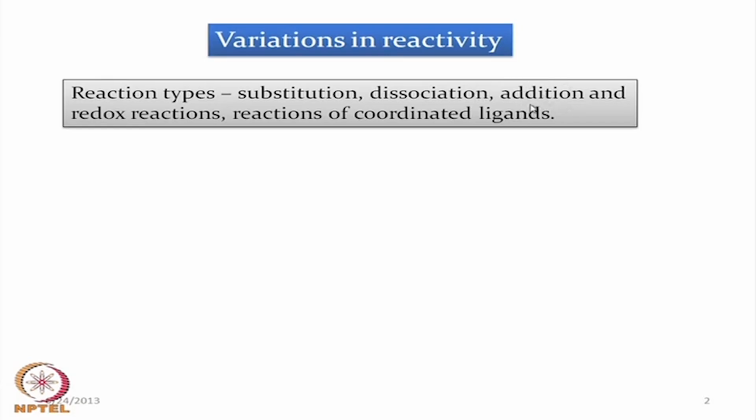If it is ML6 type, after dissociation we get ML5 compound, and then after addition we again get back the corresponding ML6 or ML5Y type of compound. Then there are the redox reactions. That means when the metal center has surrounding ligands, that means ML6 species, it can transfer one electron to some other species, or it can accept one electron. That means redox reactions can take place.